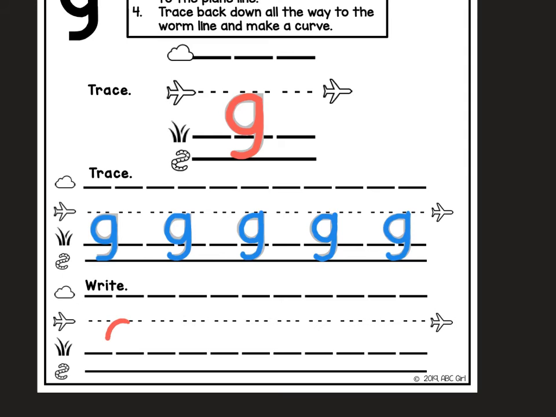Okay, let's go red again. Plain line, curve back to the grass line, go back to the plain line, then go down to the worm line. Plain line, grass line, plain line again, straight down to the worm line and curve. Plain line, grass line, back to the plain line, straight down to the worm line and a curve.